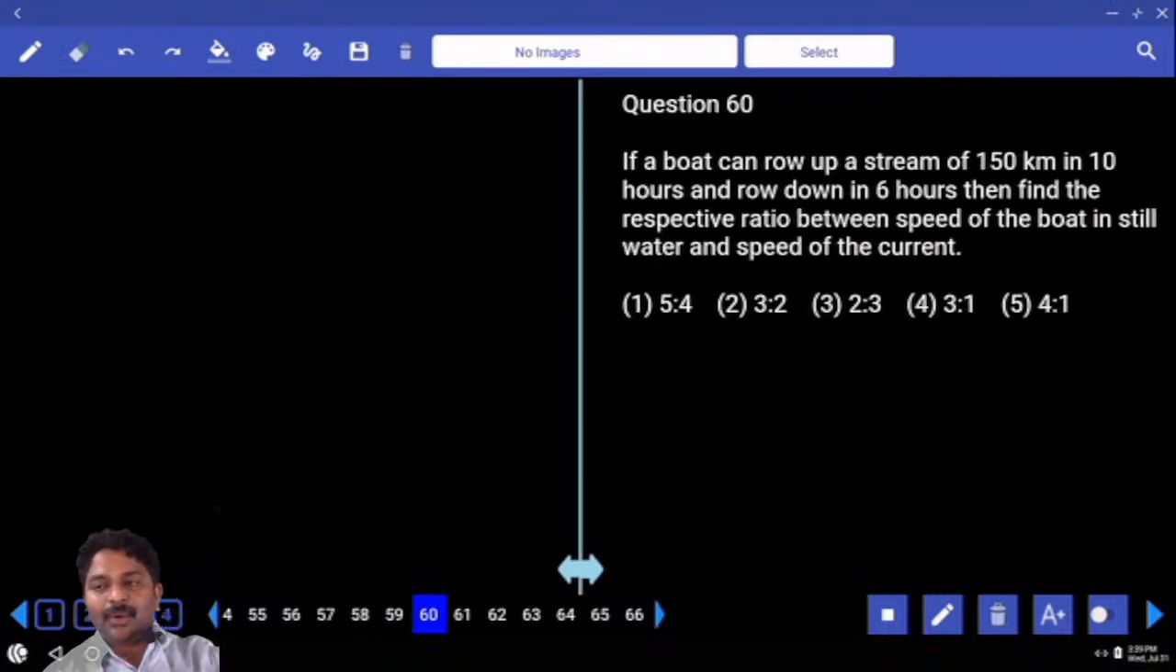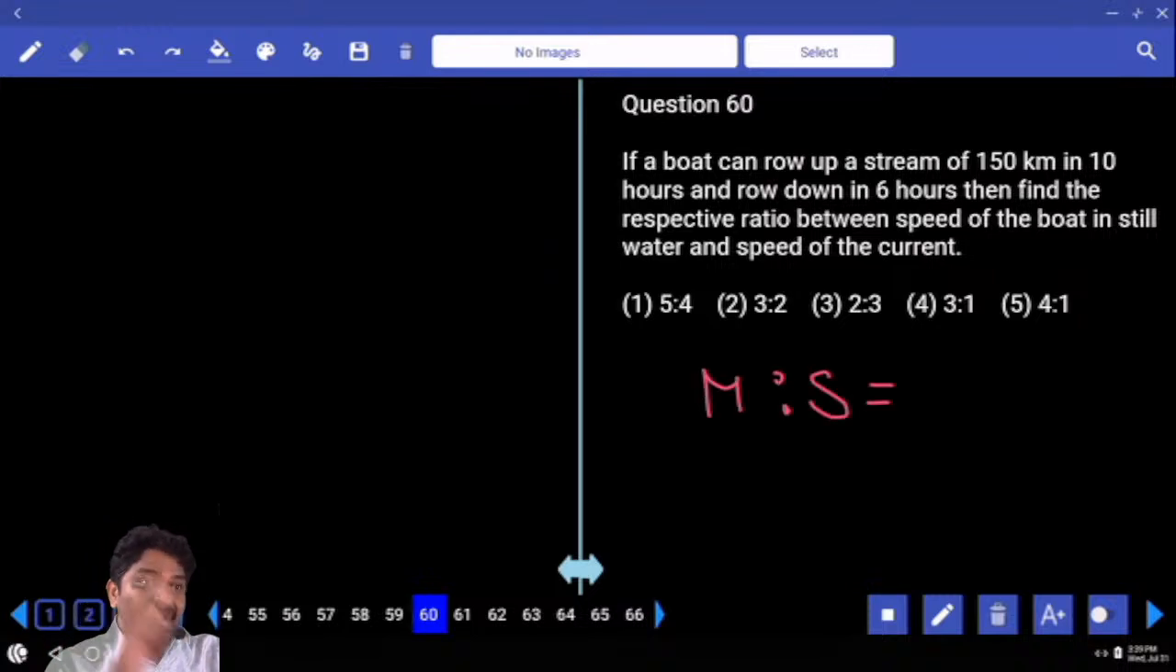If a boat can row upstream 150 kilometers in 10 hours and downstream in 6 hours, then find the respective ratio between speed of the boat in still water and speed of the current. Finally, our question is to identify M is to S. Ratio only was asked. I don't use the first information.